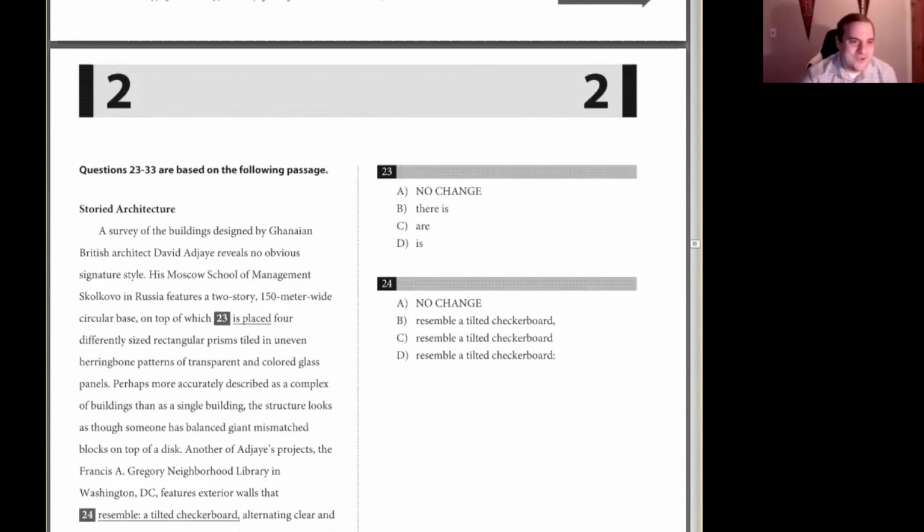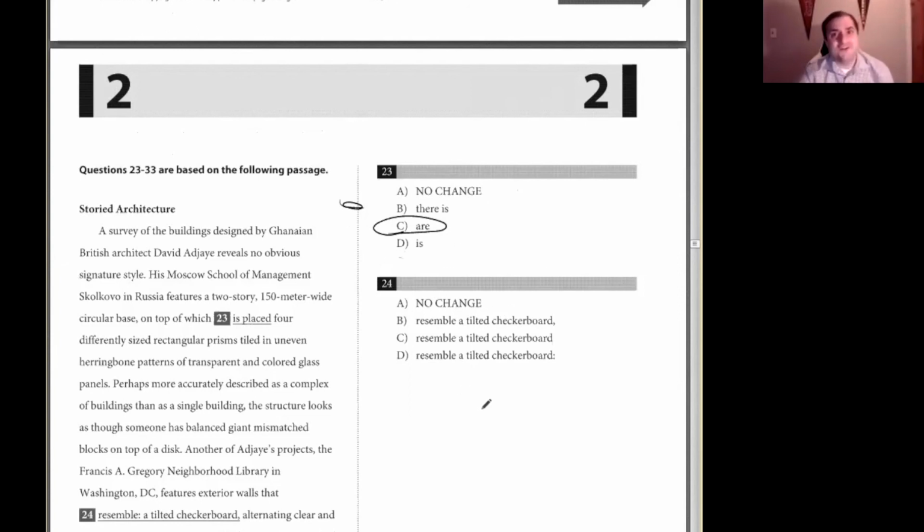23 is a subject-verb agreement question. I'm going to show you a cool trick. I haven't read this. The answer's C. How did I know that? Let me just make sure it is. Yeah, it is C. There's a trick with subject-verb agreement questions that works 98% of the time. I think this trick has worked for subject-verb agreement questions 98 out of 100 or something crazy.